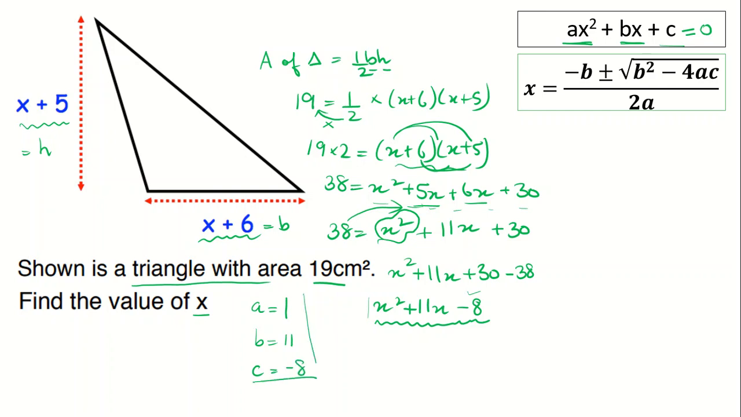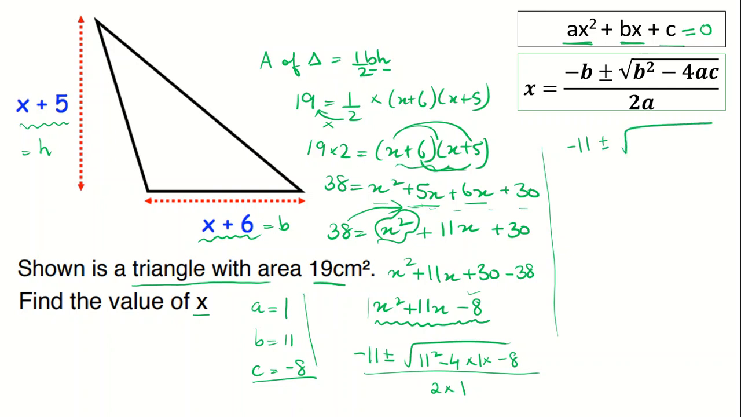Once I figured out my A, B, C, you need to just put it in the formula. So it says minus b. So my b is 11. I'm just going to take minus 11 plus or minus square root of b squared, that is 11 squared, minus 4 times a, which is 1, times c, that is negative 8, divided by 2 times a, that means 2 times 1.